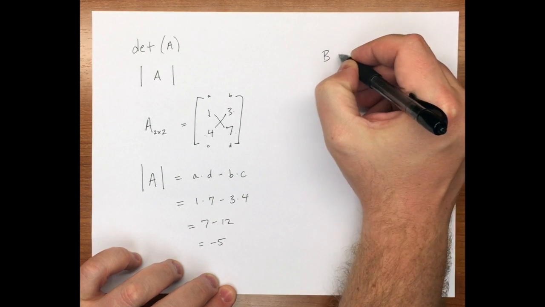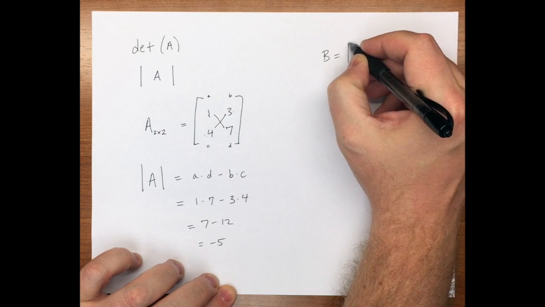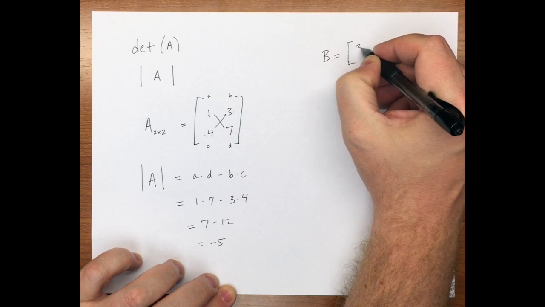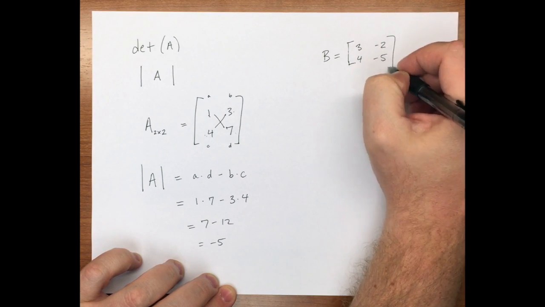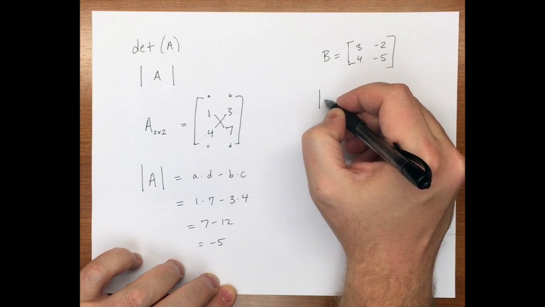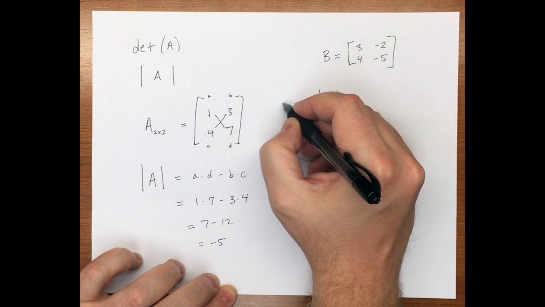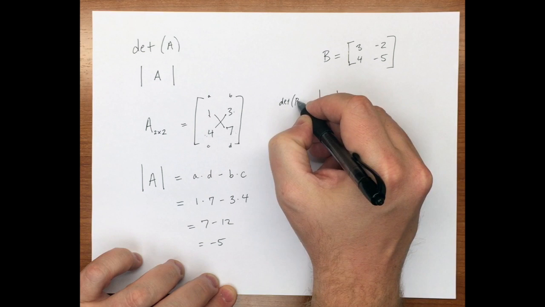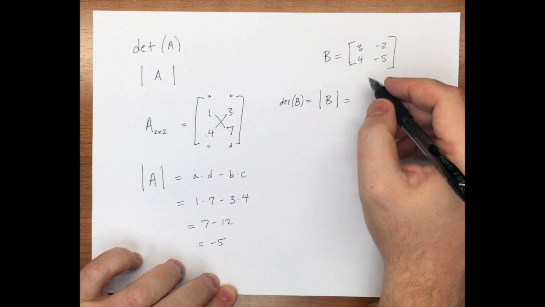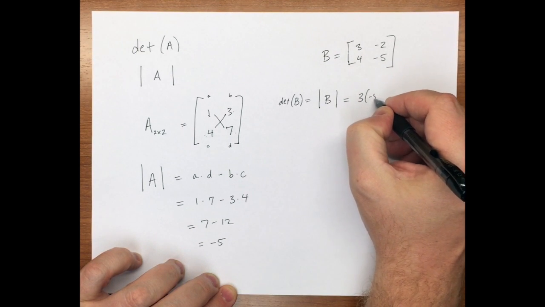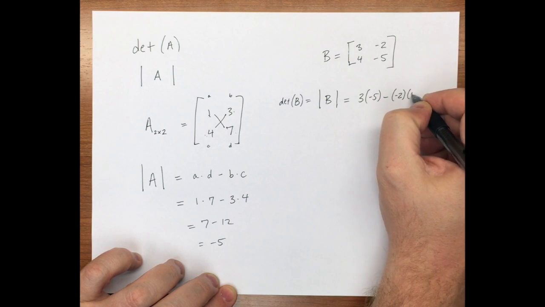So if we have a matrix B that's a 2x2 matrix, here's our matrix 3, -2, 4, -5. The determinant of B, so here's one way to denote the determinant of B. Another way is to say det of B, these two things mean the same thing, is to, again, do A times D minus B times C. So we would have 3 times -5 minus -2 times 4.